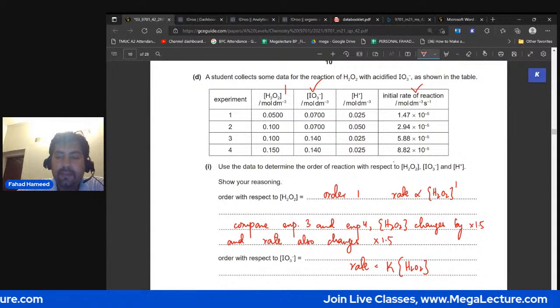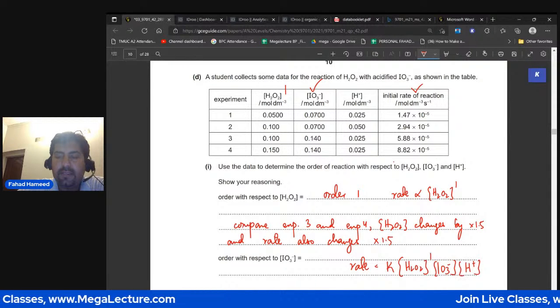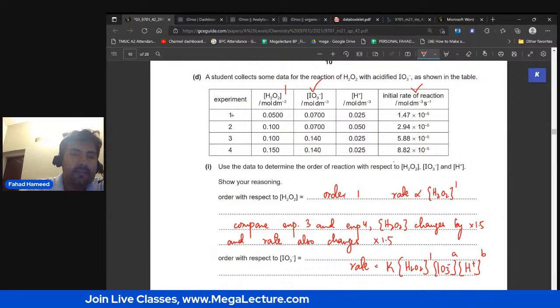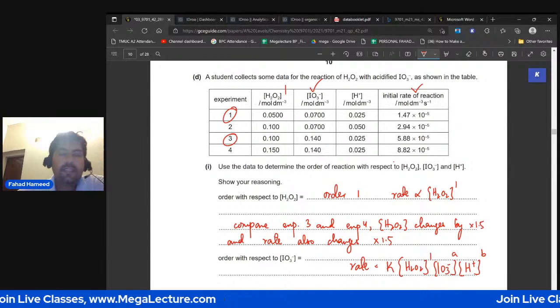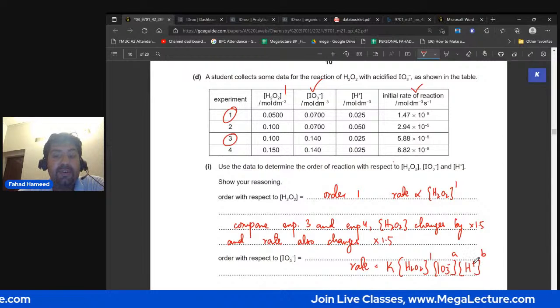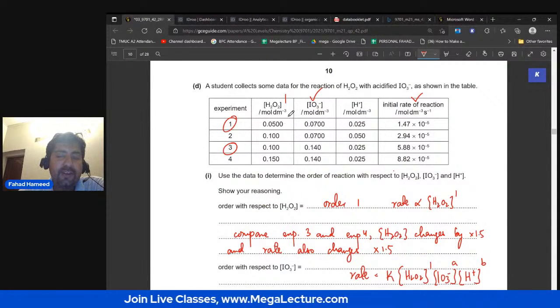It's 1. For IO3 minus 1, I don't know what the order is. For H plus 1, I don't know what the order is. So I'm going to call that A, and I'm going to call this B. And what I'm going to do is plug in experiment 1 and 3 values into this. The reason I want H plus 1 to be kept constant as well is that I don't want H plus 1 to interfere in the experiment. Can't really help with H2O2, but for H2O2, I already know the order.